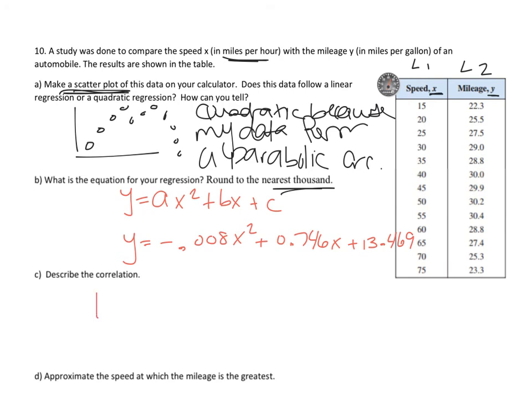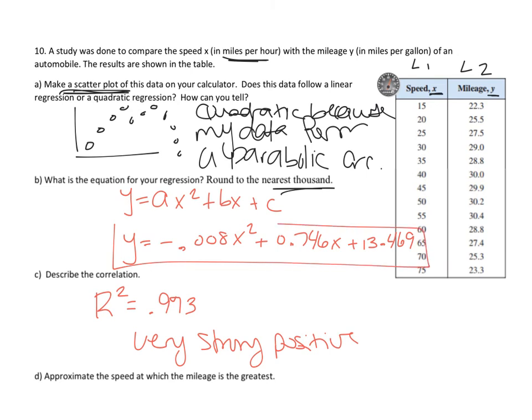The next question says, describe your correlation. With quadratic regression, to get the correlation, you look at r squared. And in this case, r squared is 0.973. So 0.973 is a very strong correlation, very strong positive, meaning that your curve of best fit in this case is a very good correlation with the data given.